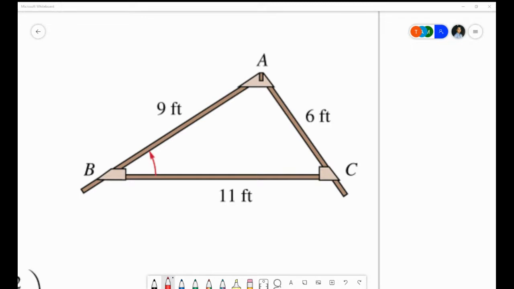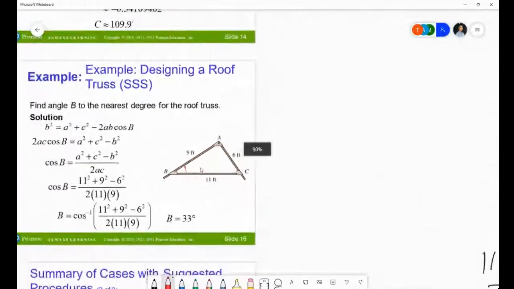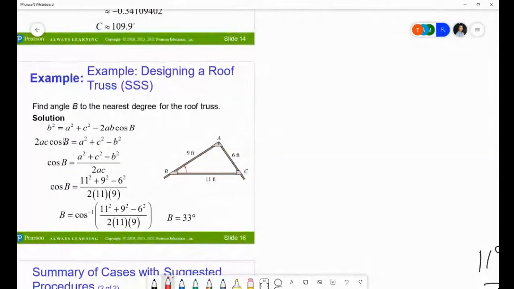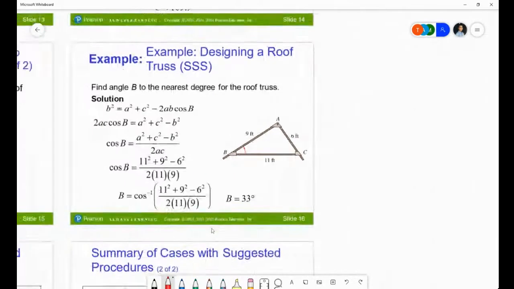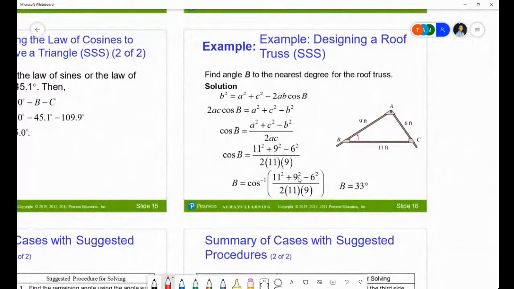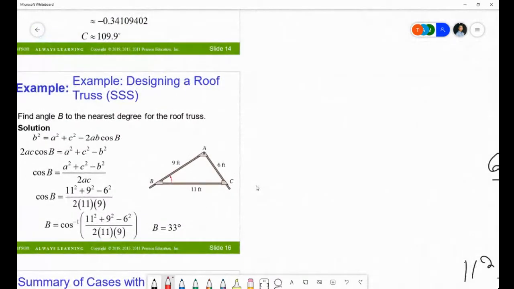All right, so let's see. I went straight to solving for B here, but I want to see if you guys find all three of them. So let's see, they found B was 33 degrees, and Elena got 33.1. That's good. I think they rounded to the nearest degree. But let's see how we can find A, which is our largest one.